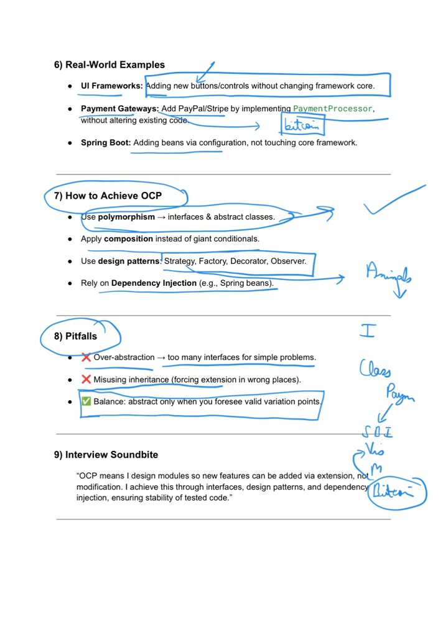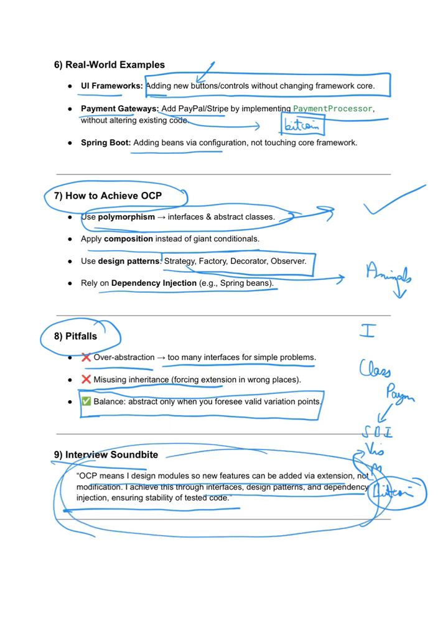One interview sound bite, since this is asked a lot of times in interviews, you can read this and keep this in mind. OCP means I design modules so new features can be added via extension and not modification. I achieve this through interfaces, design patterns, and dependency injection, ensuring stability of tested code. If somebody is asking you OCP, you can give this answer and nobody will ask you any counter question. And if it is asked, let's say in your exams or somewhere, if you write this, definitely you get marks.